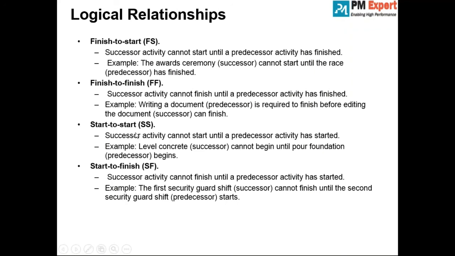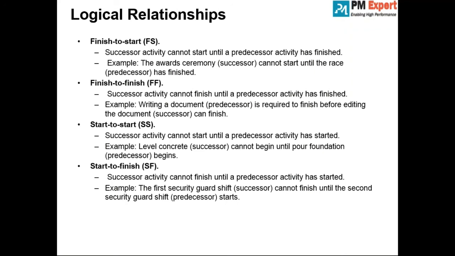Start to start: when two activities have the least amount of dependencies with each other, you can start both of them more or less at the same time. That is start to start. If two activities are least dependent on each other, you can start them together in parallel. That is the start to start relationship.